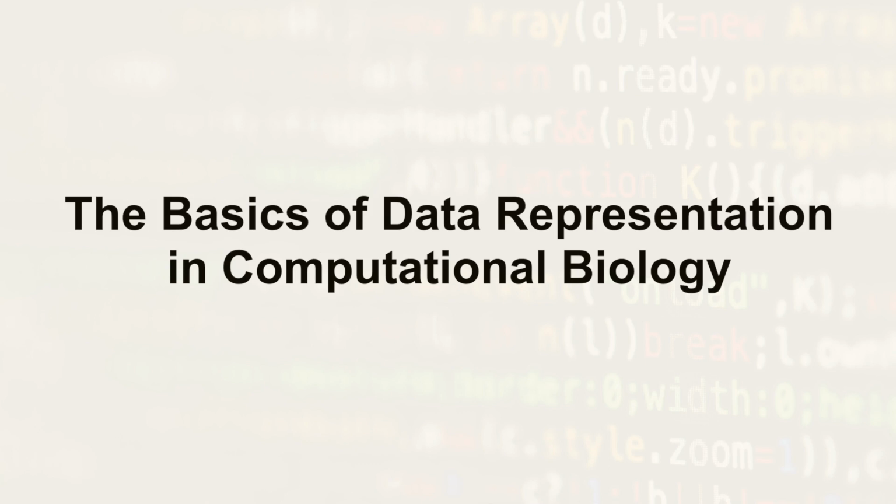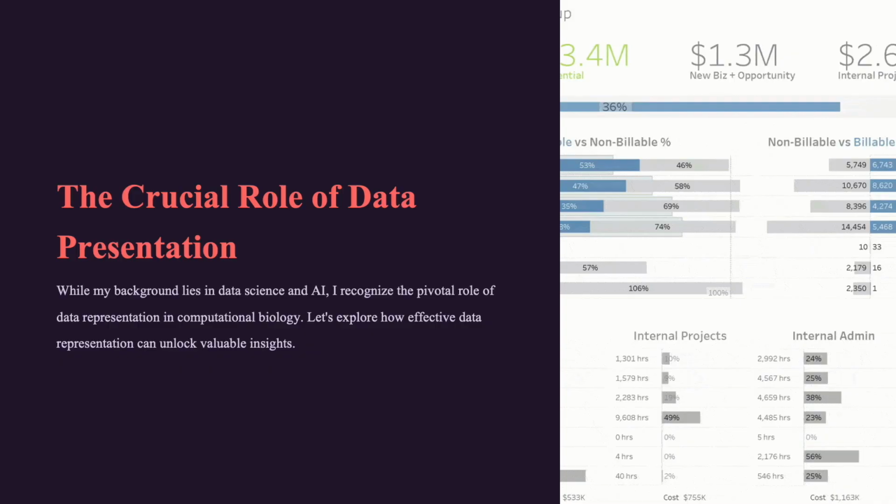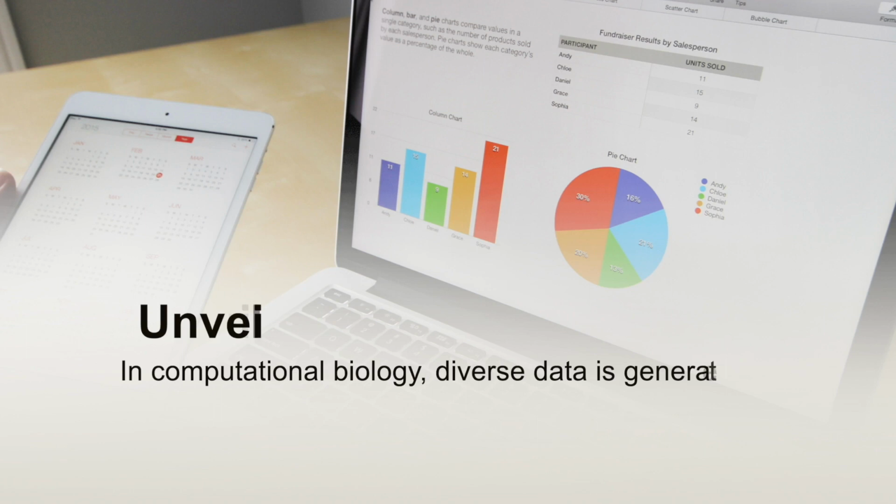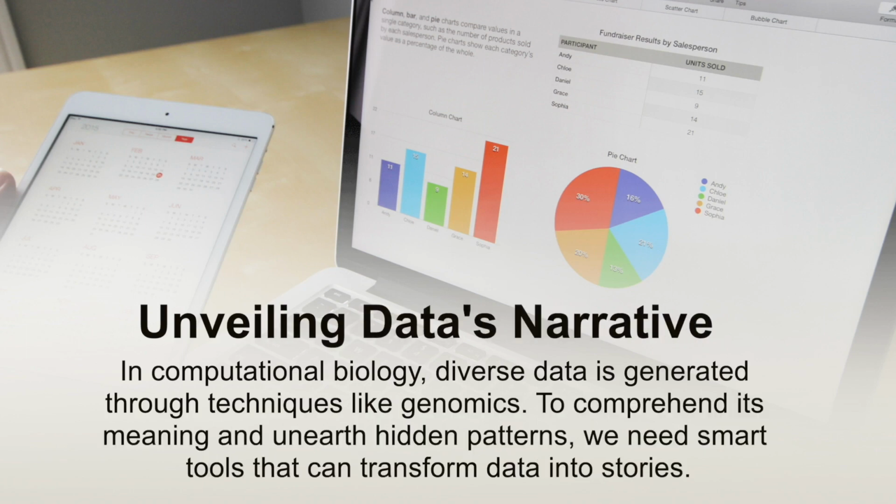Although I mainly know about data science and AI, today I want to talk about how important it is to show data in a good way when we are dealing with data representation in computational biology. Even though my background is mostly in data science and AI, I understand how crucial computational biology is in pushing scientific exploration, especially in life sciences. In computational biology, lots of information is created using different techniques like genomics. Figuring out what this information means and looking at it closely needs really smart computer tricks and tools that can make this data tell us a story.